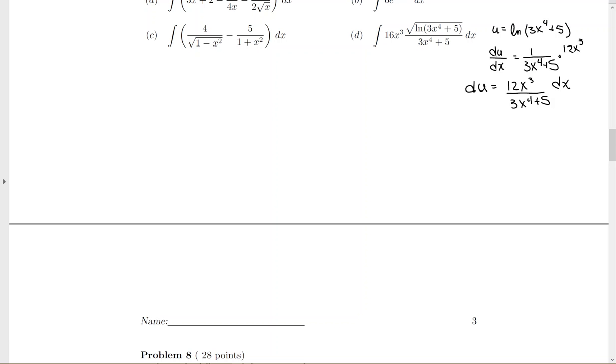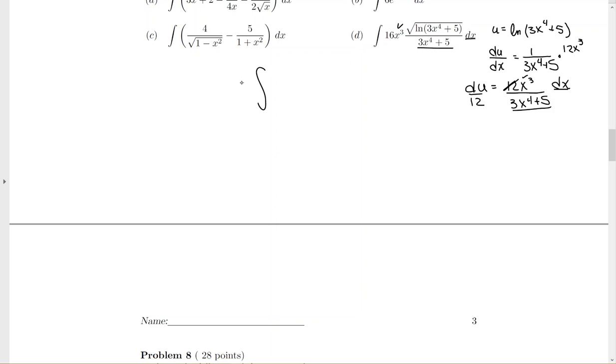So now I start looking at what do I have and how's this going to help me out. So I have a dx, and I have a dx. I have this in a denominator, which is what I want. And I also have the x cubed. I just don't need the 12. So I'm going to multiply both sides by 1/12, or divide by 12 to cancel that out. So now I can do some serious simplifying here.